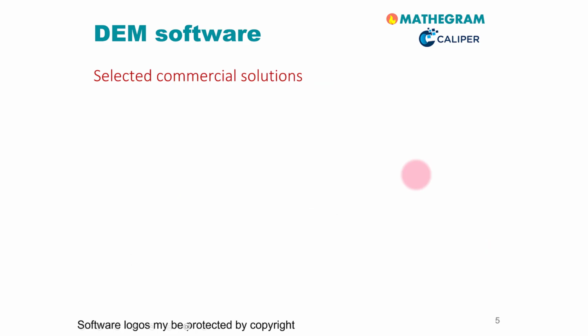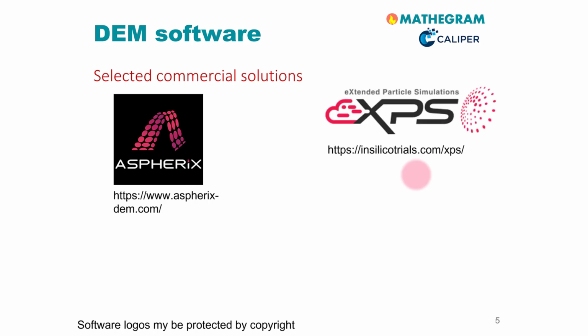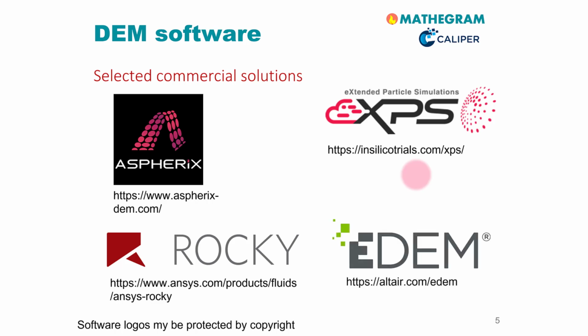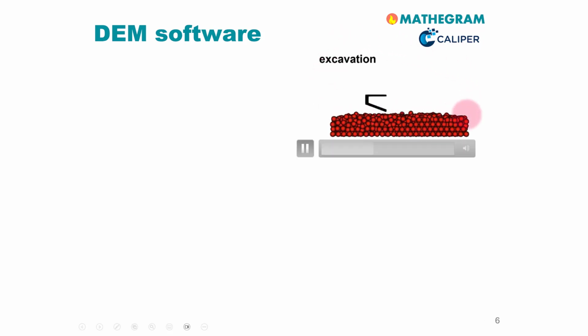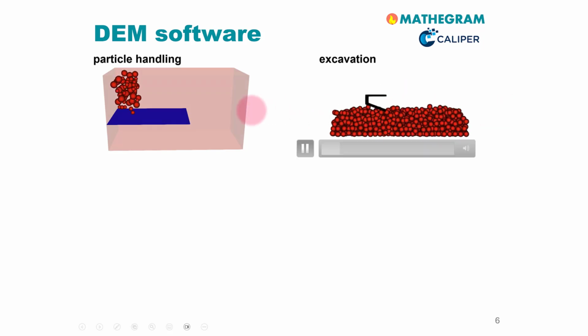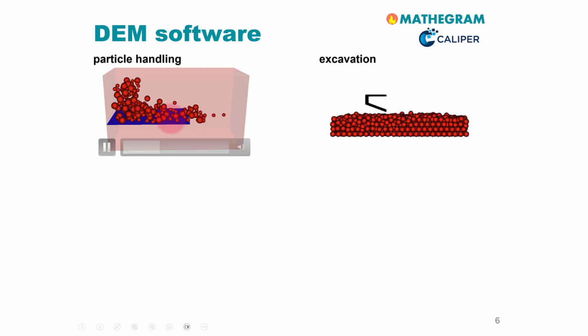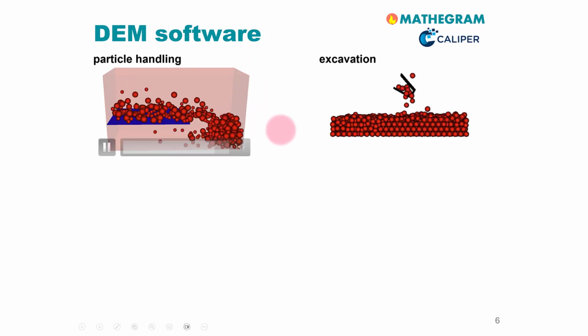Let us now go back to the presentation and have a brief look at commercial solutions. Again, here we have also a variety of mature tools, for example, Ansys Rocky, EDEM, or others. To round up this part, let us have a look at what we can predict with this DEM software. For example, excavation processes or geophysical applications are very much in focus of DEM simulations nowadays, and also particle handling. For example, you see here a model of a conveyor belt that will accelerate the particles from left to right and pour them into a box.